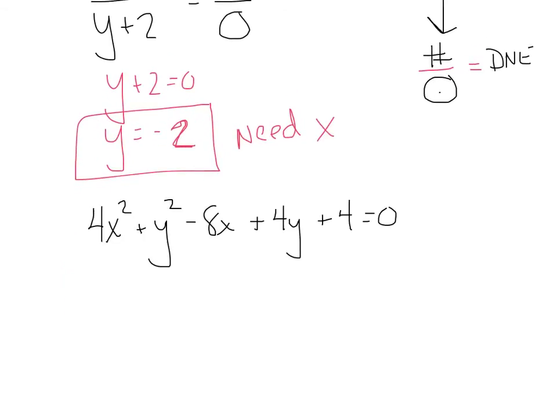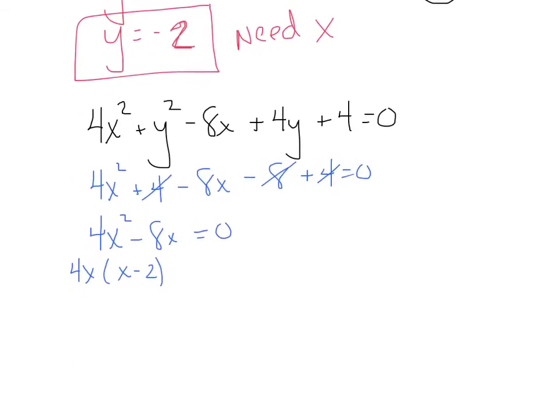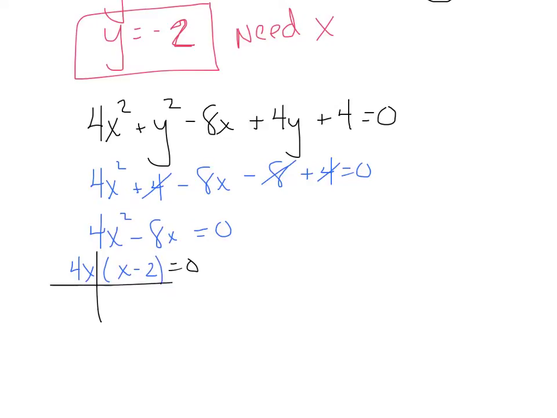So as I carefully plug negative 2 into y, I get 4x squared plus 4 minus 8x minus 8 plus 4. So that's 4x squared minus 8x. Those all cancel, equals 0. I can pull out a 4x, and I'm left with x minus 2. If I tee that up, of course, equals 0. I get 4x equals 0, therefore x equals 0 itself. x minus 2 equals 0, x equals 2.